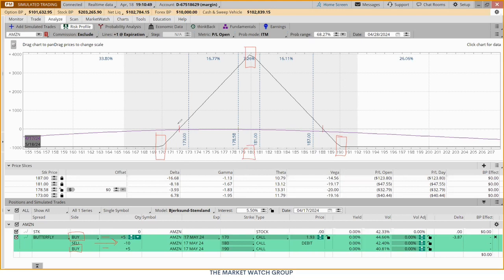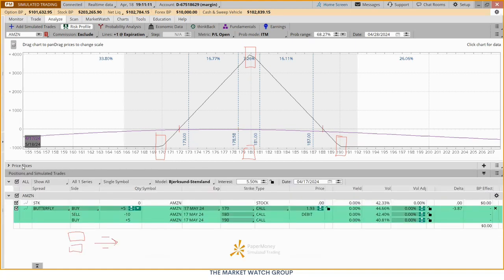You can see that we have a nice little structure to the upside. If it does move too far to the outside, we have the ability to adapt. But this is a neutral trade where I say it stays between 172 and 188.